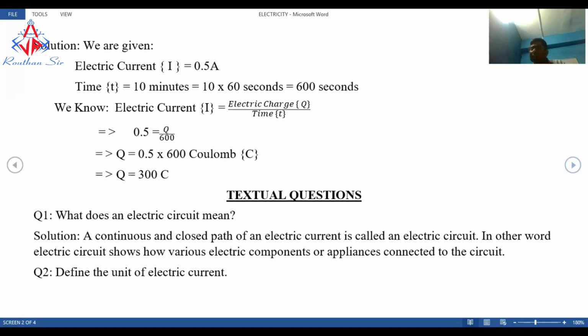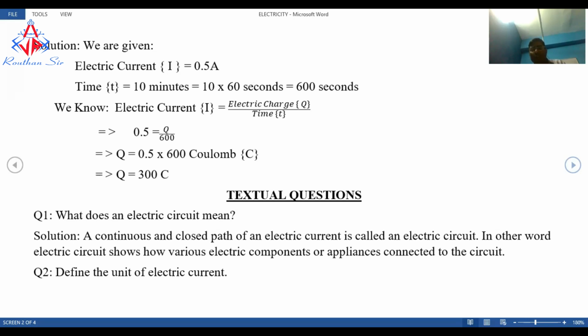The time will be 600 seconds. Now, after substituting the values and evaluating, you get the quantity of charge that flows in the circuit. It comes to be 300 coulomb. It's okay. Now we have moved to some textual questions of this very topic.